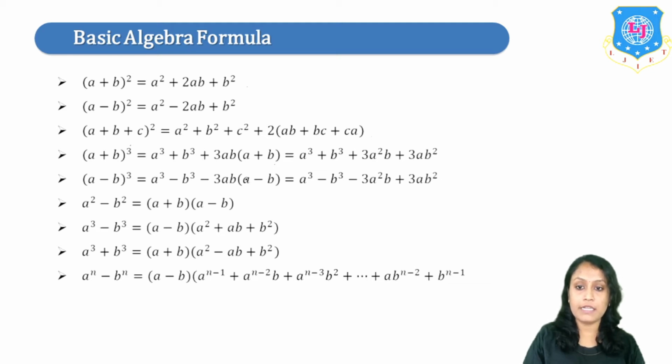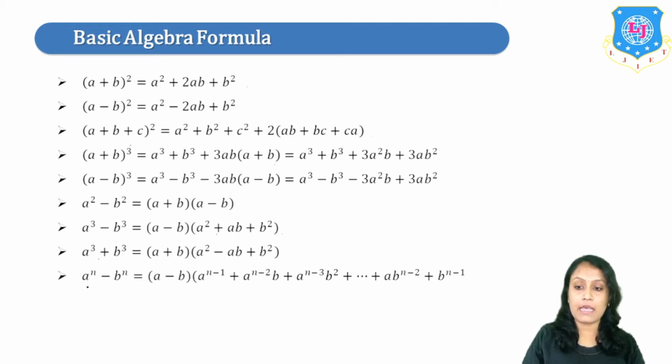Just multiply inside. Next, a square minus b square will give you (a plus b) into (a minus b). The next formula is a cube minus b cube. It is (a minus b) into (a square plus ab plus b square). If you have minus over here, it will come plus over here. Next, a cube plus b cube will give you (a plus b) into (a square minus ab plus b square). Here if we have plus, then here it will come minus.